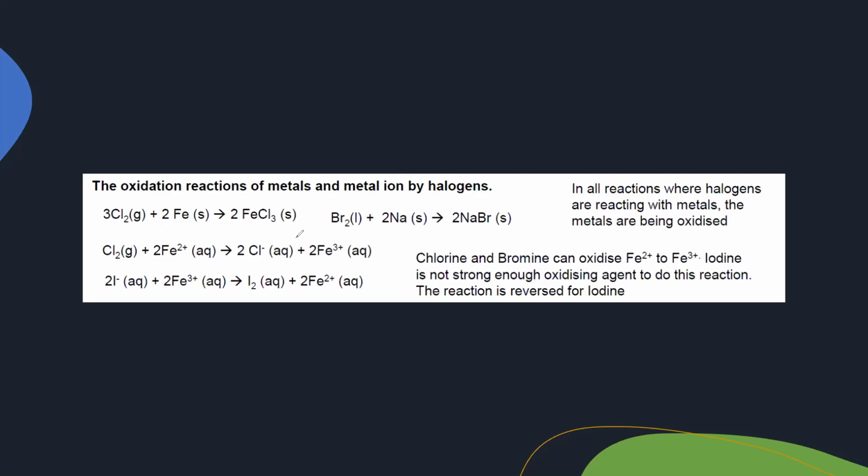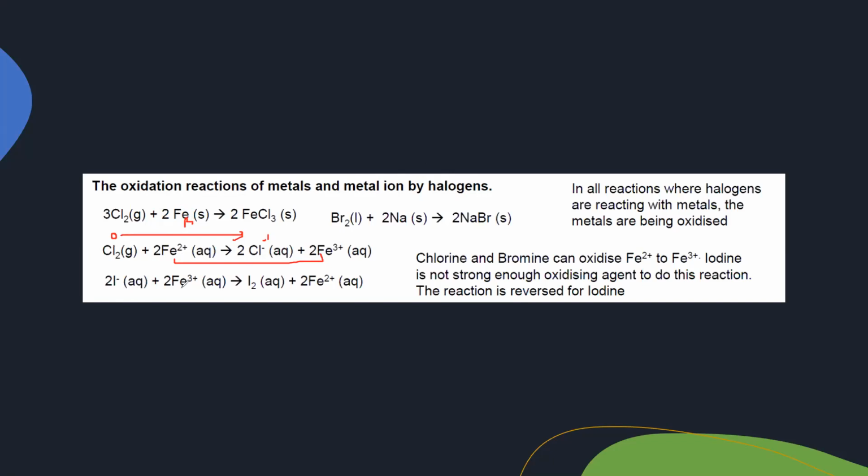Now when we check the reaction here, if chlorine is reacting with iron(II) ion, what we observe is the change, because here chlorine is 0, chloride ion is -1, so 0 changes to -1, that is reduction, and iron(II) changes to iron(III), so that is oxidation.